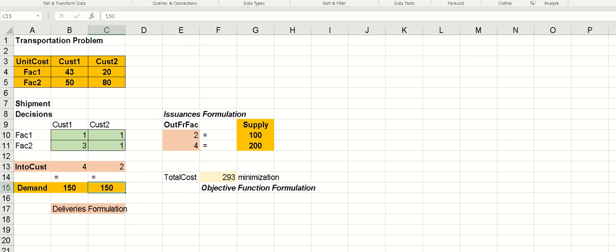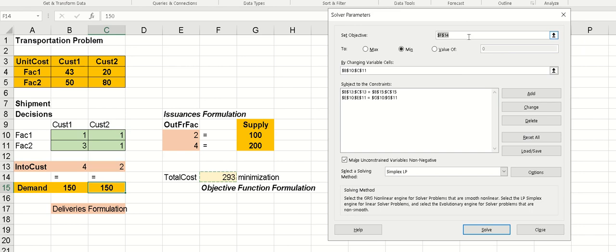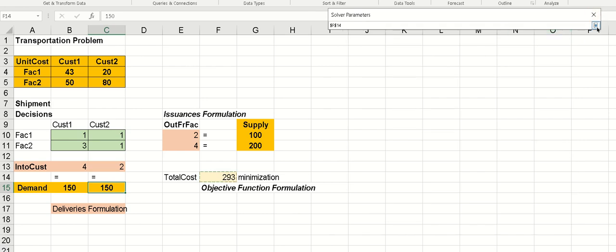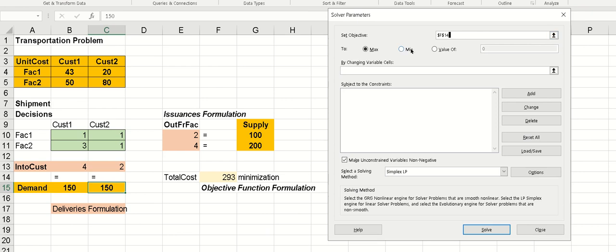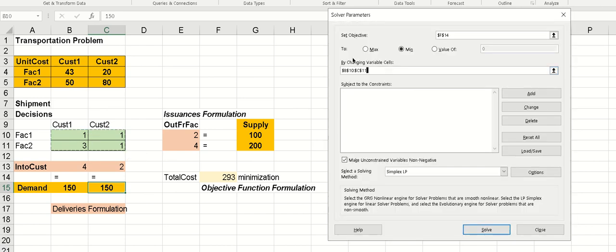We go now to Data, and then the Solver here. You see it? I'm going to clear everything, I press Reset All here. Okay. Now, for the objective function, I'll go to the minimization here. So press OK here. So I have minimized it, and I'll say minimize. And this is the decision variable. When they say changing variable cell, that's the decision area.